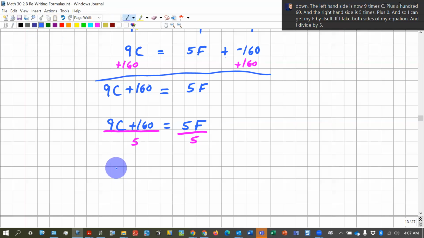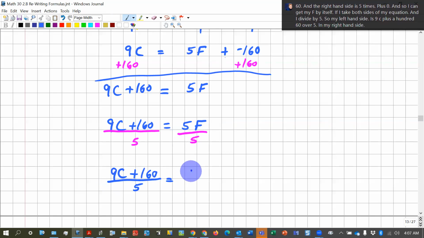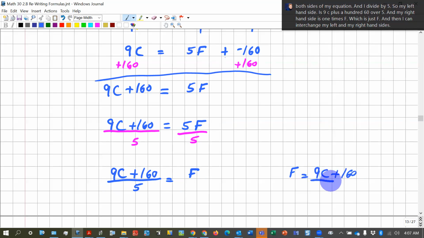So my left-hand side is 9C plus 160 over 5. And my right-hand side is 1 times F, which is just F. And then I can interchange my left and my right-hand sides so that the F is all by itself on the left instead of on the right.